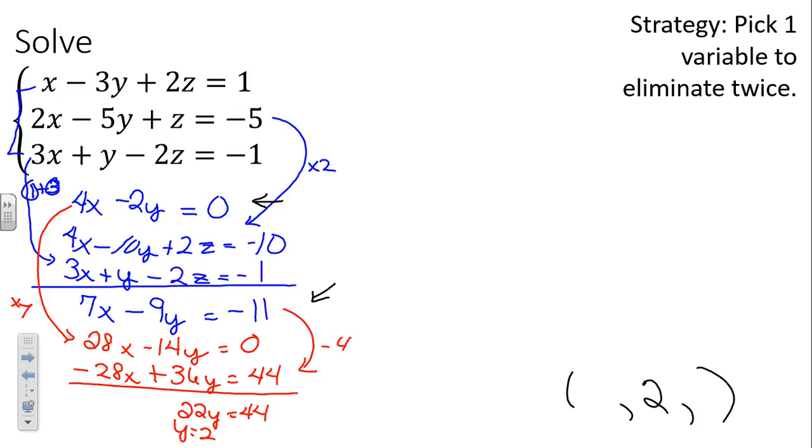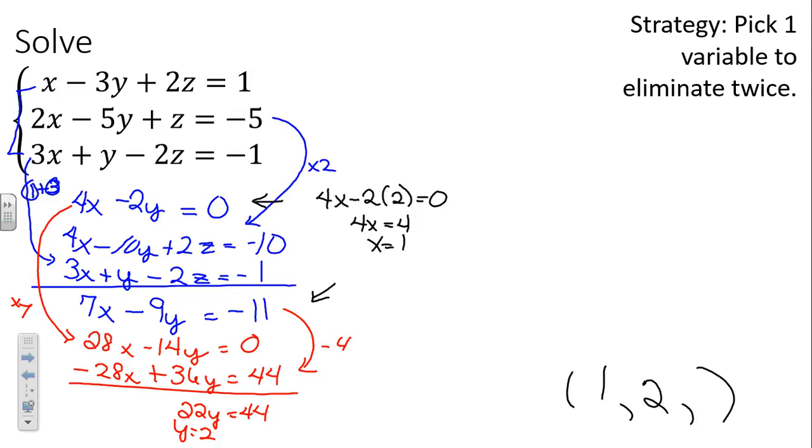I'm going to plug it into this one. It's easier, right? So 4x minus 2 times 2 equals 0. Negative 2 times 2 is a negative 4. So when I bring it to the other side, I'll have a positive 4. If 4x equals 4, what's x? 1. We've got the second number of our ordered triple, but we list it first, so we go alphabetically.